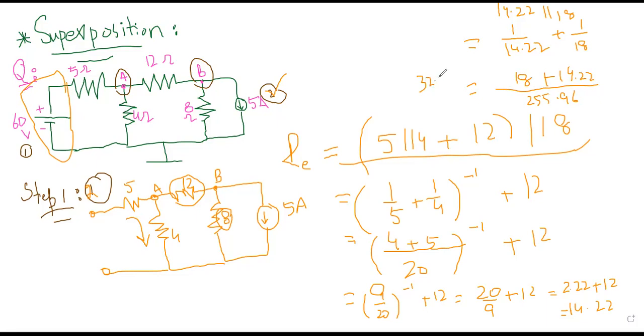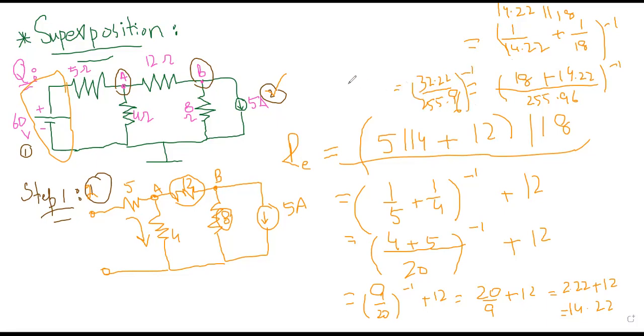So the answer here is 32.22, and then divide this 32.22 with 255.96. What will be the answer? No, this is basically, just a minute. As this is parallel, parallel will be power of -1. These all are in -1. First you have to reciprocate it.